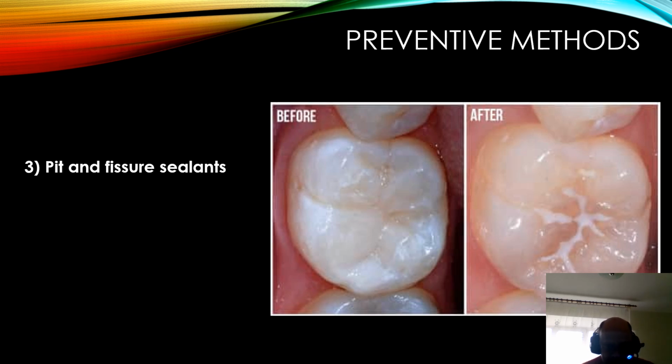Next method, pit and fissure sealants. As you know, every tooth must be sealed within 1 month after eruption, especially molars and premolars. And it is a very useful and very important way to reduce caries level.